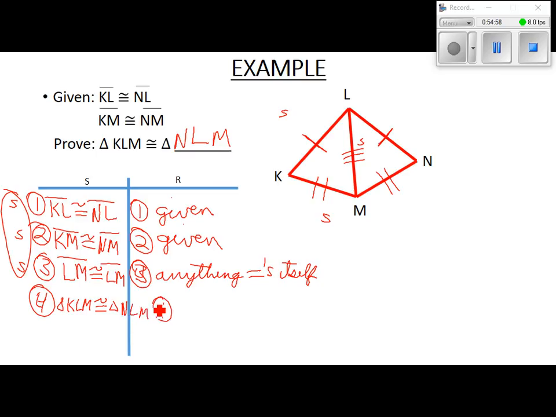And how do we know that? Side, side, side. S, S, S.